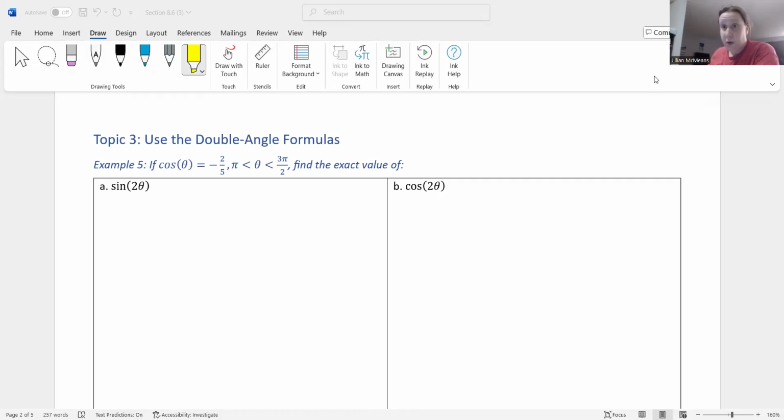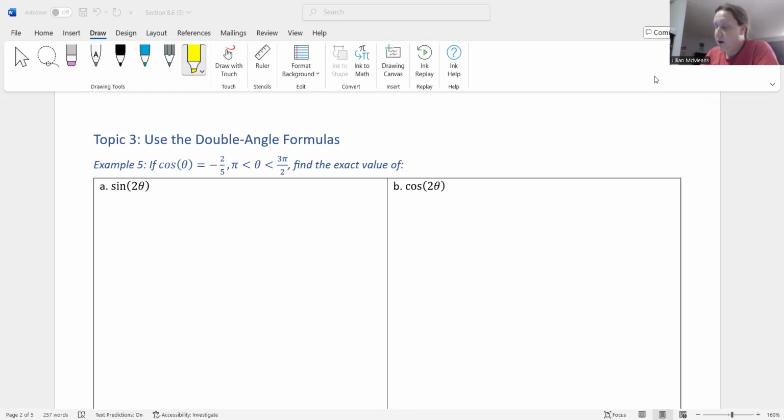For topic 3, we're going to actually use the double angle formula. So we're going to do an example with sine, cosine, and then again with tangent, okay? So for example 5, it says if cosine theta equals negative 2/5, and we know that theta is somewhere between pi and 3 pi over 2.